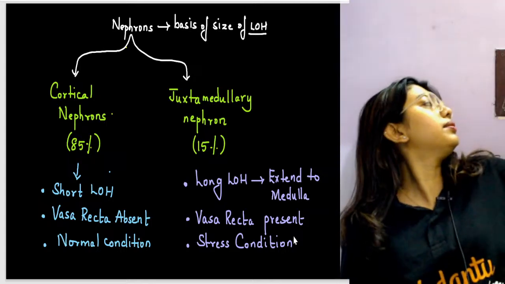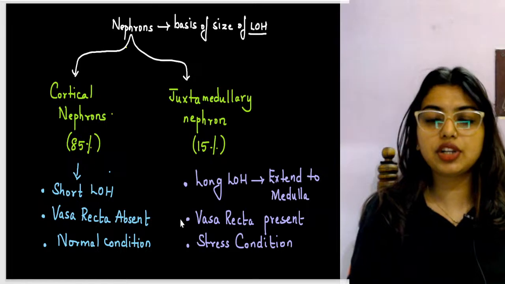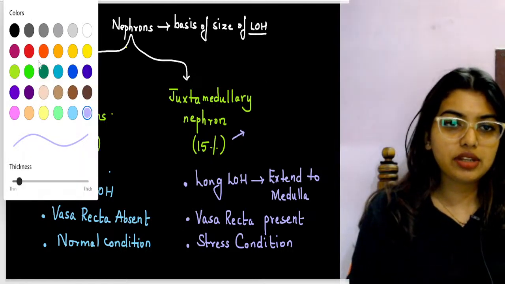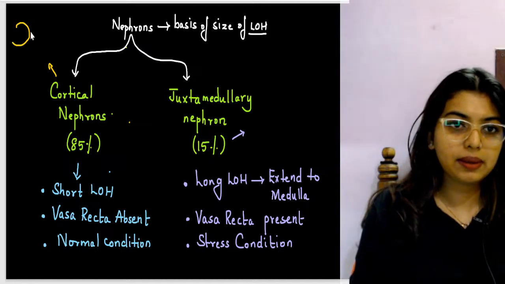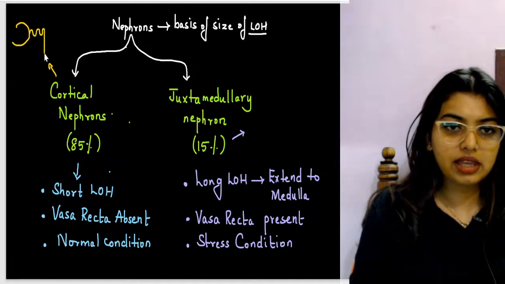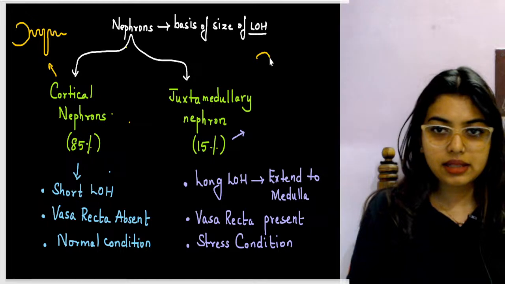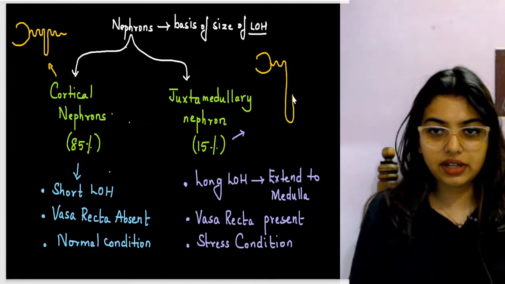Clear? Now this is going to work during the stress condition. Why am I telling you? Because this has a long loop of Henle, and let me show how the structure looks. This is how your cortical nephron looks, with a very short loop of Henle, DCT and collecting duct. Here it is the opposite. This is your Bowman's capsule, this is the long loop of Henle, like this, and your collecting duct.